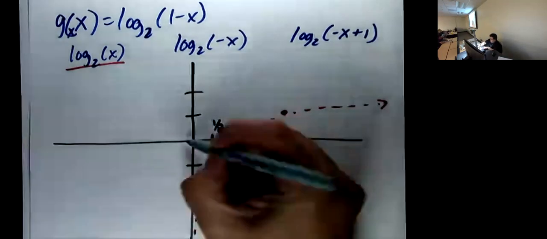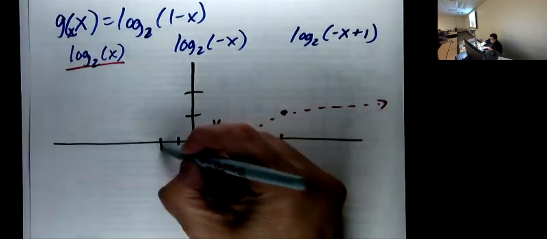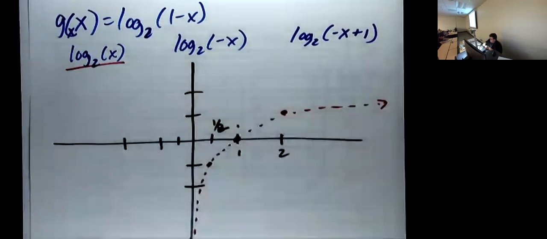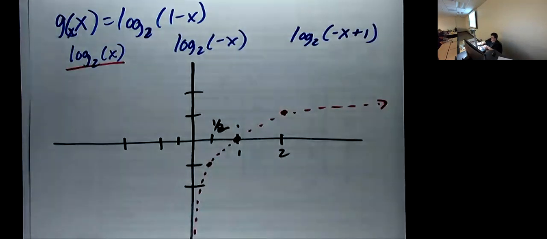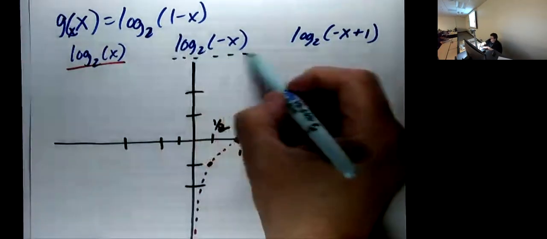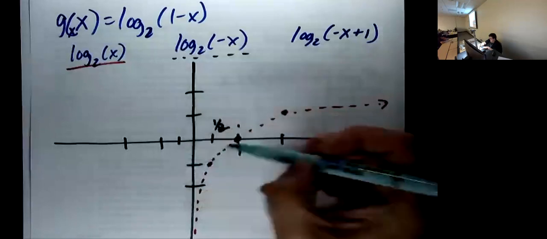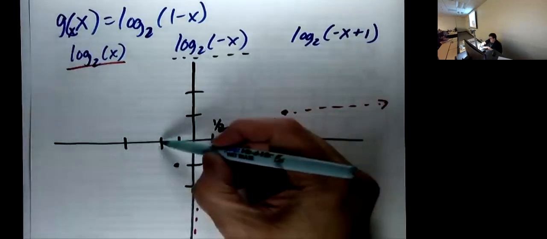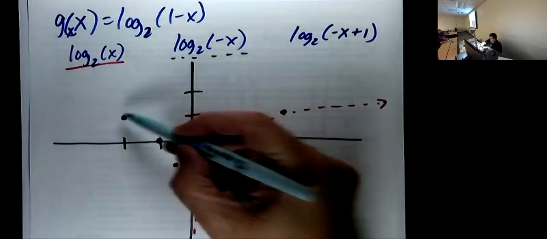So we're going to go the other direction here. And I'll do this one in green. We got this point, we got that point, and we got that point.